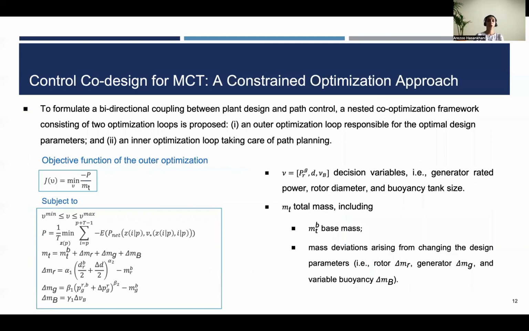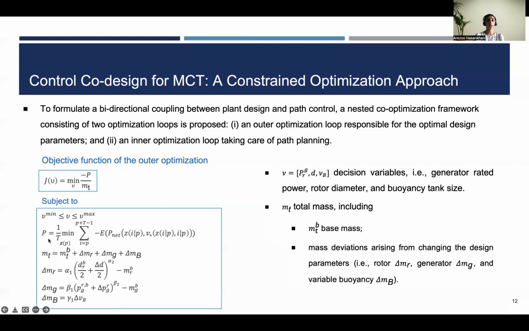So we want to find a bidirectional coupling between this plant design and path control together, and we formulate a nested co-optimization framework, which includes two optimization loops. The outer optimization loop is responsible for optimal design parameters, and the inner optimization loop is responsible for path planning. We specifically show the objective function for the outer optimization loop, which considers maximizing the power to weight ratio. This optimization problem should be solved according to the constraints on the design parameters, which are generator rated power, rotor diameter, and buoyancy tank size.